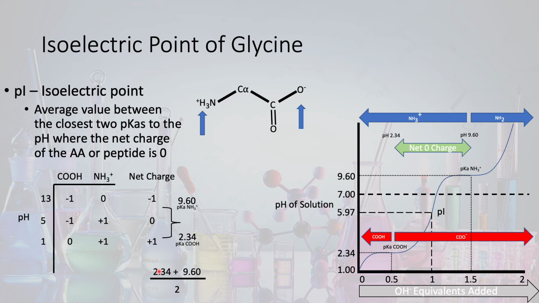So we take the pKa below this and the pKa above this and simply take the average, which averages out to 5.97. And we've now found that the isoelectric point of glycine is at a pH of 5.97. So if we were to place glycine into an electrical field in a solution with a pH of 5.97, it wouldn't move towards the anode or the cathode.